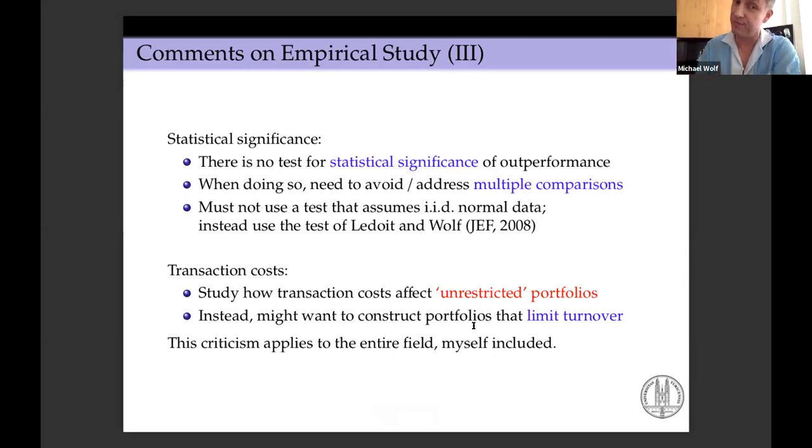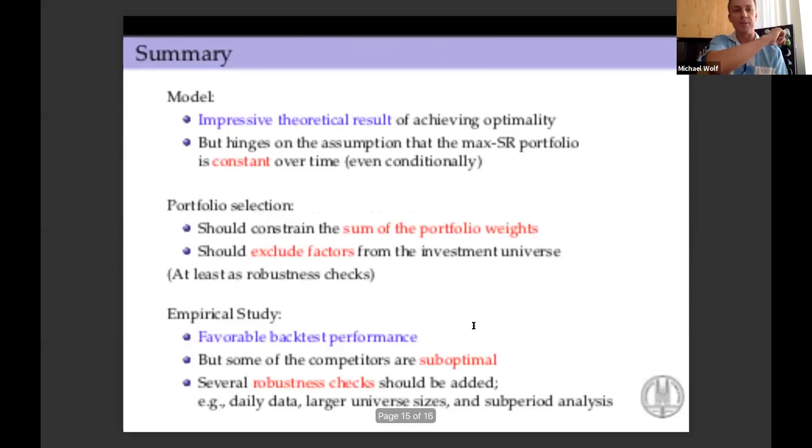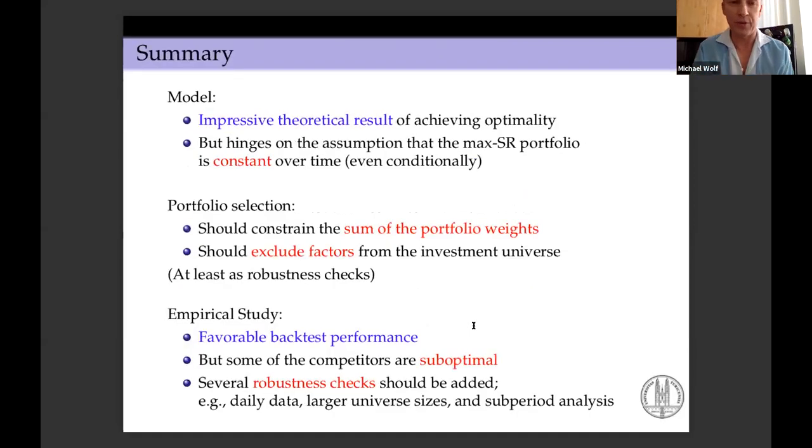And we have done it this way in the past as well. So this criticism, I have to touch my own nose. Summary: the model is an impressive theoretical result of achieving optimality in a large dimensional setting. However, it does hinge on the assumption that the maximum Sharpe ratio portfolio does not change over time, even conditionally. And that may not be the case during crises. It may be a different portfolio than during nice times.